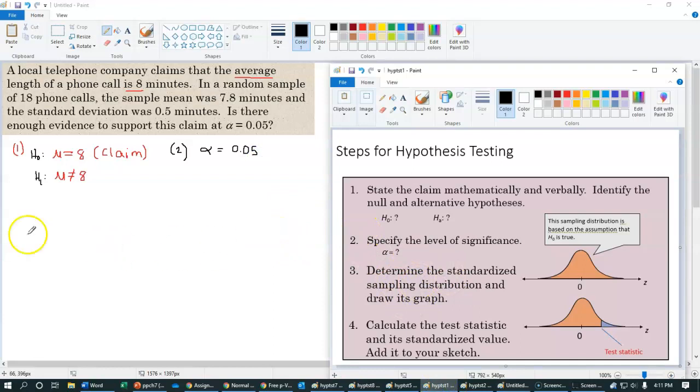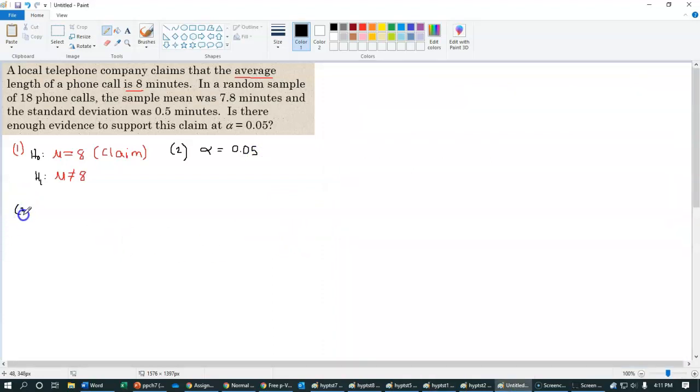Here we go, step 3. Step 3 is when we do the picture, and the picture is a bell-shaped curve. So I'm going to draw the bell-shaped curve. Here it is. And I need to decide which tail I'm going to shade. Who decides which tail you're going to shade? H1 or HA. And because I have a not equal, it means I'm shading the two tails. See, I'm shading two tails in this graph. And that's step number 3.